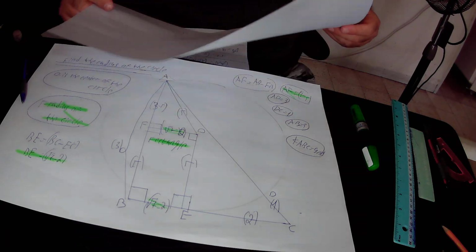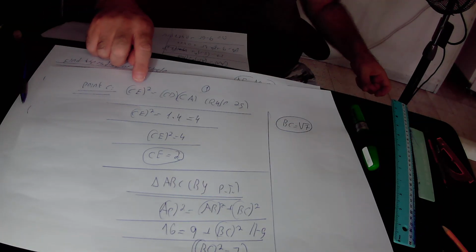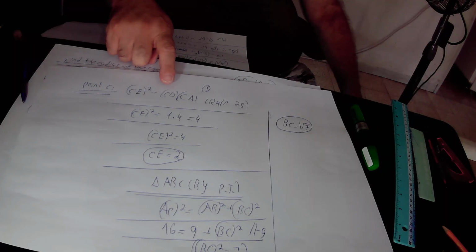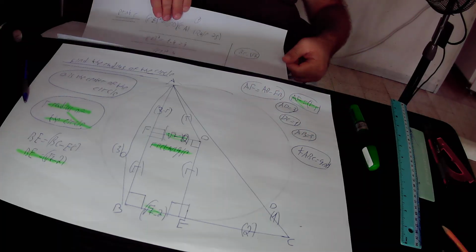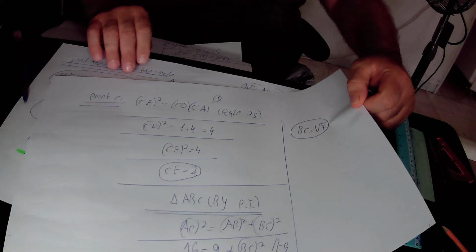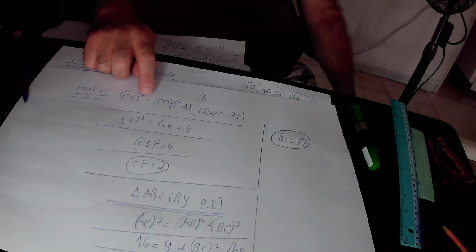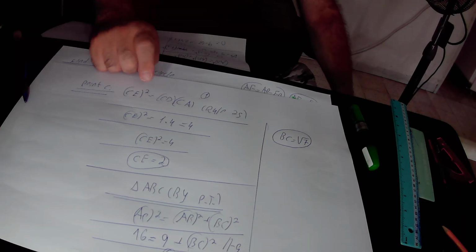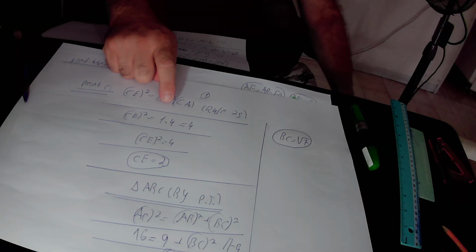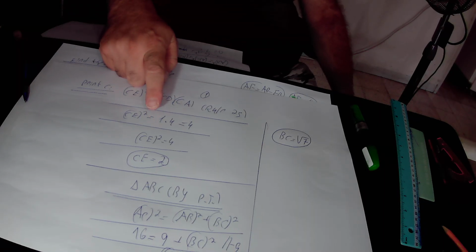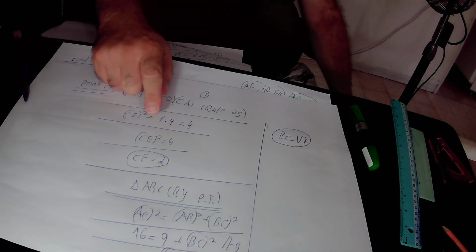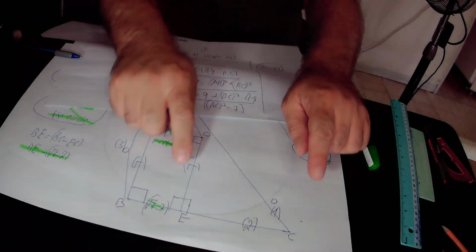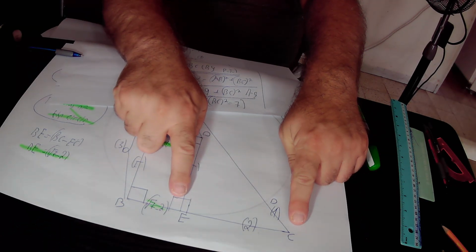So in total we found that CE square equals CD times CA. CD is 1, and CA equals 3 plus 1, that is 4. So CE square equals 1 times 4, that is 4. CE square equals 4. Here we took a root of this equation, and we found that the length of tangent CE is equal to 2 units. This is tangent CE, which equals 2 units in length.